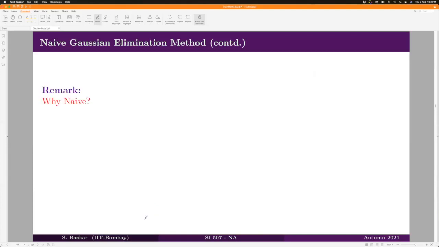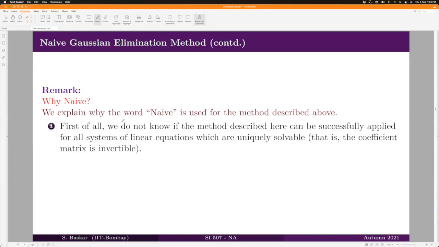Well, coming to why we call it the naive Gaussian elimination method. See, first of all, we do not know if the method described here can be successfully applied to all the systems that we come across, right? Why? Basically, we have assumed that a11 should not be equal to 0. What happens if a11 is 0?